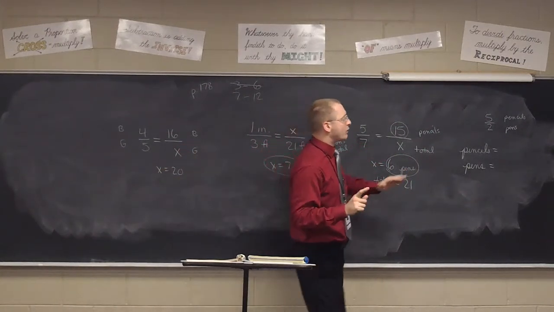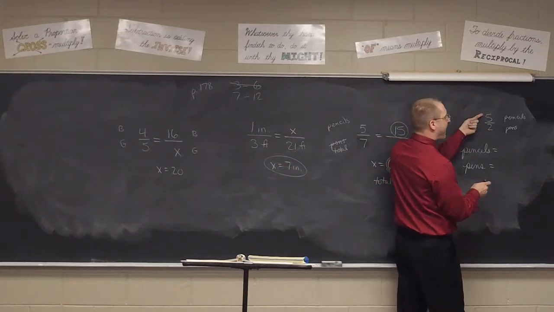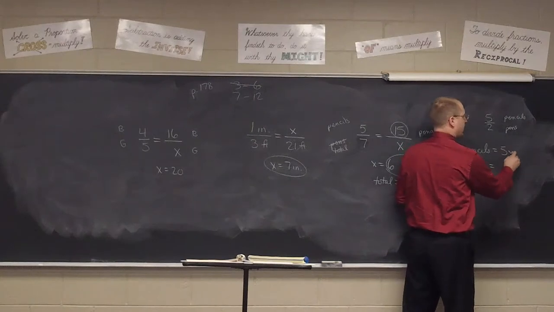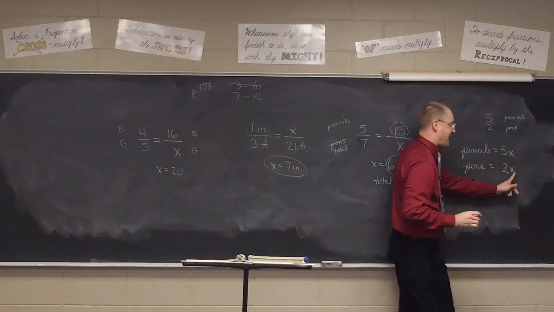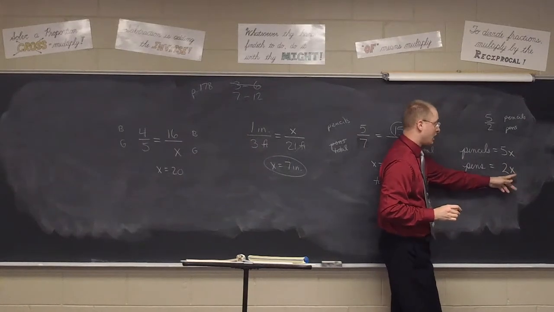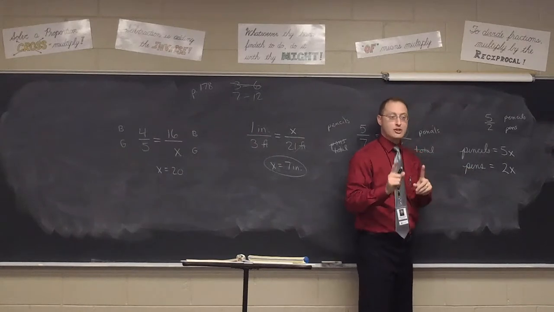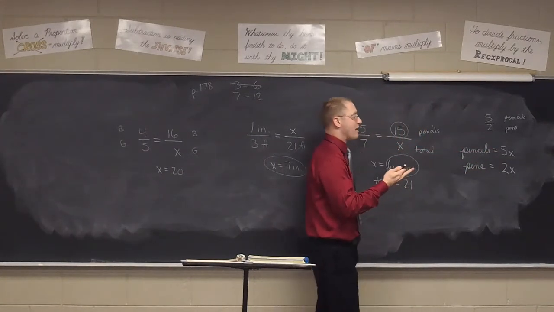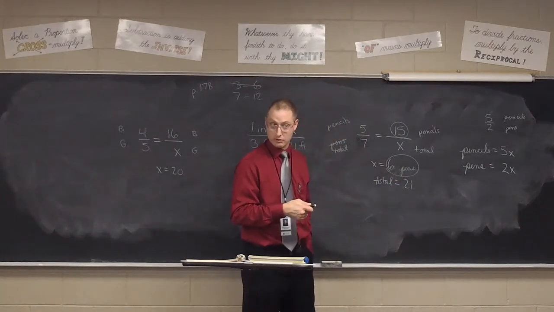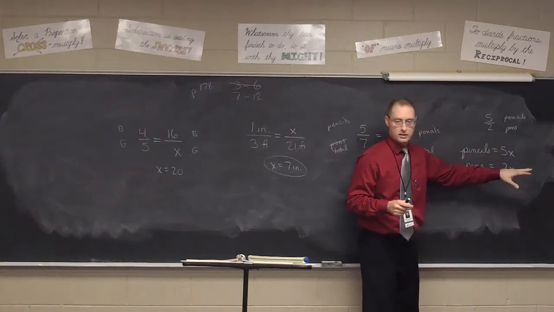I know this. If they're in ratio 5 to 2, then if I multiply 5 times something and I multiply 2 by the exact same thing, then whatever these numbers come out to, it'll be a ratio 5 to 2. And so when I am given a problem with ratio 5 to 2, I like to represent them as 5x and 2x. I basically just stick an x on at the end of whatever.